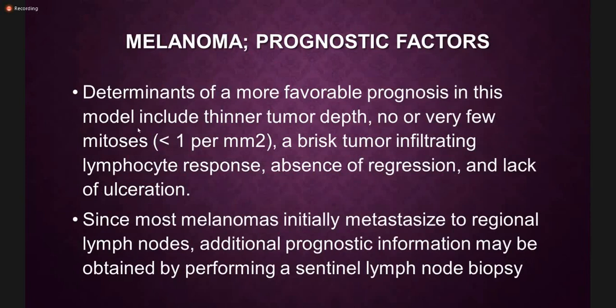Determinants of more favorable prognosis are thinner tumor depth, no or very few mitoses, a brisk tumor infiltrating lymphocyte response, and absence of regression and lack of ulceration. So regression is a poor prognosis, whereas tumor infiltrating lymphocytes are regarded as a good prognostic feature. Since most melanomas initially metastasize to regional lymph nodes, additional prognostic information may be obtained by performing a sentinel lymph node biopsy.